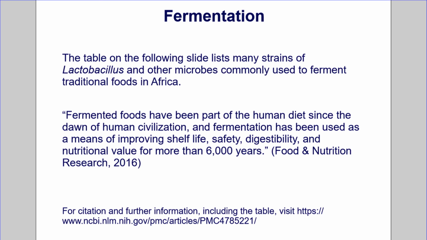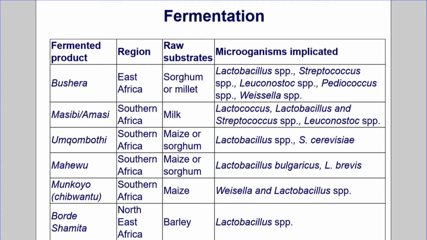Fermented foods have been a part of the human diet since the dawn of human civilization, and fermentation has been used as a means of improving shelf life, safety, digestibility, and nutritional value for more than 6,000 years. Food and Nutrition Research, 2016. For citation and further information, including the table, visit the website URL shown here. This table summarizes fermented products that are produced in various regions of Africa with various substrates that are involved in making those products and the microorganisms that are used to make those fermented products from those raw substrates.